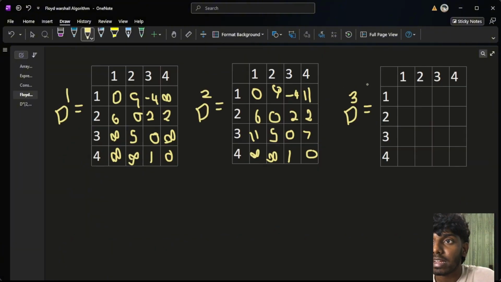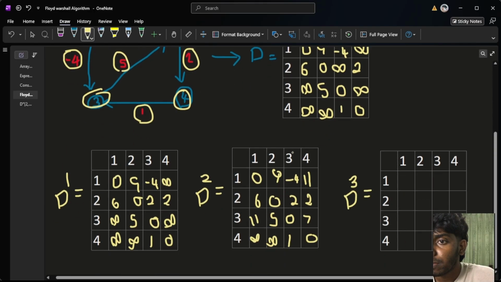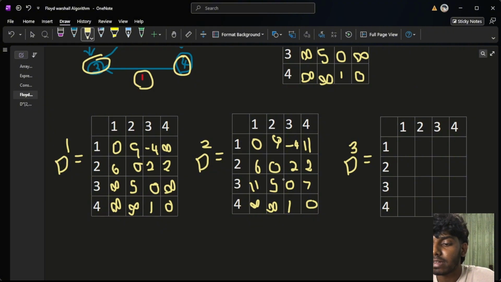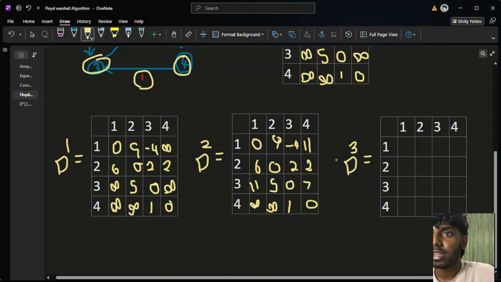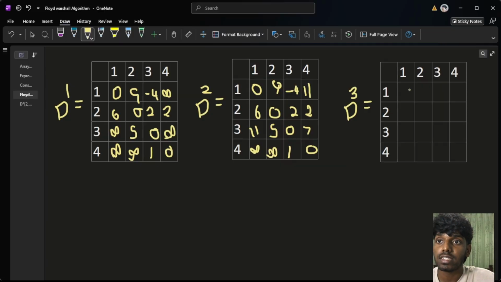We do it the same way as the previous ones. Right here we consider 3 as our middle vertex. So the element 3 would be our middle vertex, and D2 would be the base matrix. So we are going to implement D3 via the element 3. First thing first, we apply the rules as for the previous ones.